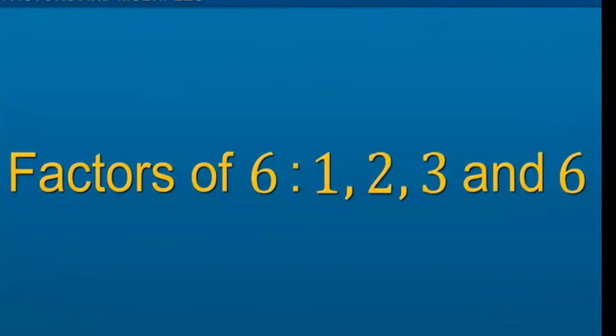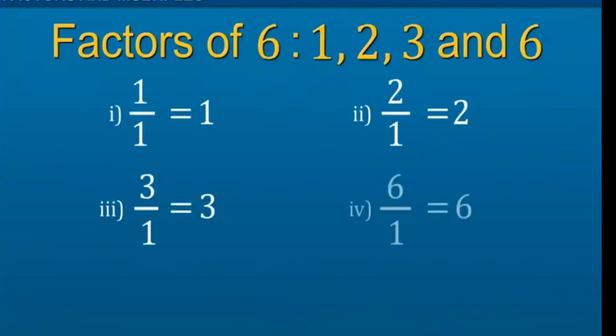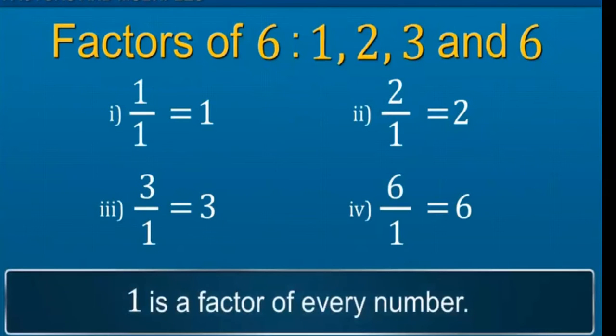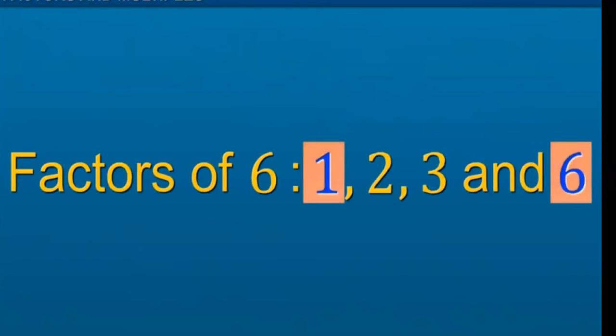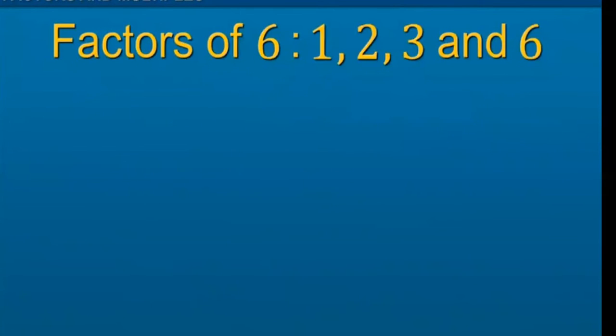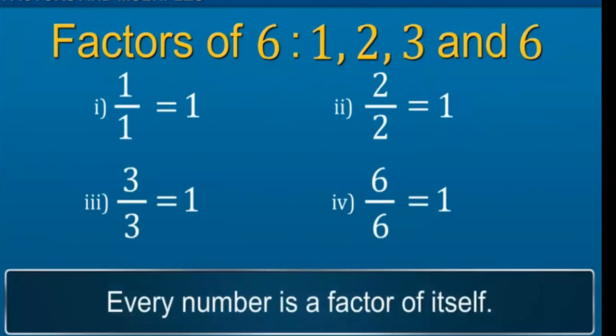Now, let us take a closer look at the factors of the number 6 and find some interesting things about factors. We know that any number divided by 1 is equal to the number itself. We can also say that 1 is the exact divisor of every number. Thus, 1 is a factor of every number. Every number divided by itself is equal to 1. We can say that every number is an exact divisor of itself. Thus, every number is a factor of itself.